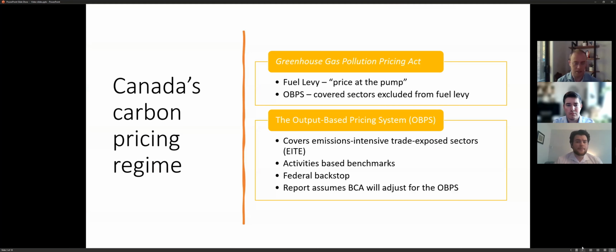In the Canadian context, which is where we were dealing, there's the fuel levy, which is essentially a flat tax that consumers pay at the pump. And there's the OBPS, or the output-based pricing system, which charges emitters for the amount of carbon emissions they produce in their production. And it's the OBPS that largely we focused on.